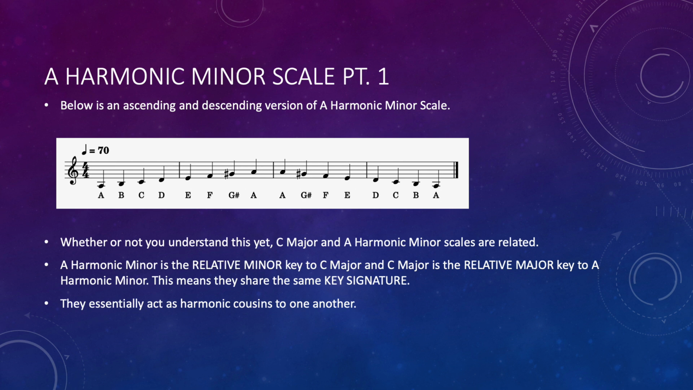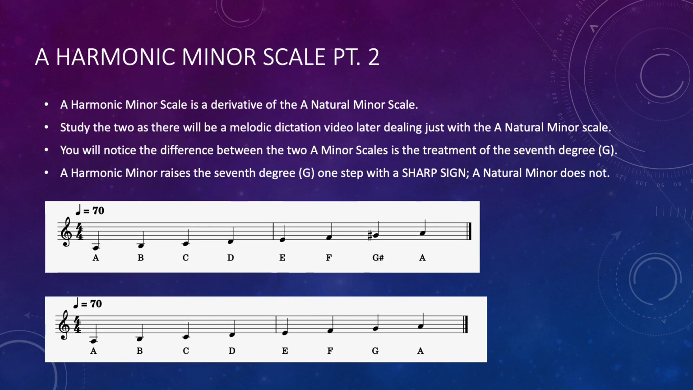A Harmonic Minor Scale Part 1. Below is an ascending and descending version of A Harmonic Minor Scale. Whether or not you understand this at this stage, C major and A Harmonic Minor scales are related. A Harmonic Minor is the relative minor key to C major, and C major is the relative major key to A Harmonic Minor. This means they share the same key signature. They essentially act as harmonic cousins to one another.